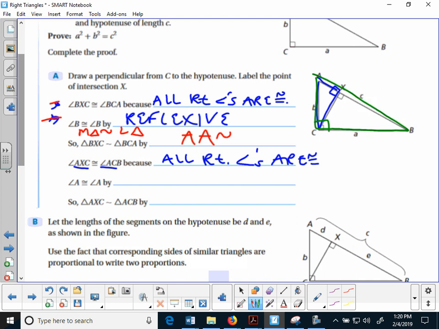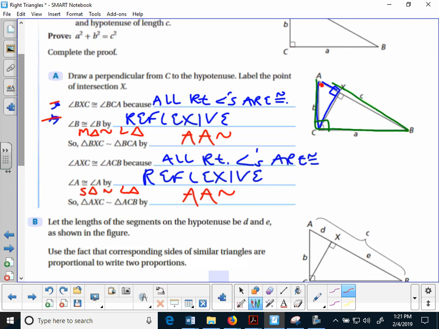Next, it's saying that angle A is congruent to angle A. So again, angle A is in the small triangle, and it is also in the large triangle. Let me erase this so we can actually see it. There we go. What's our reason for being able to say that? Reflexive. Now it's saying, so triangle AXC, which is our small triangle, is similar to our large triangle, and our reason is angle, angle similarity.